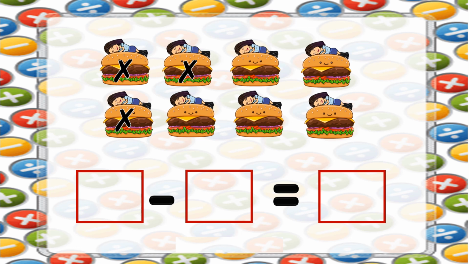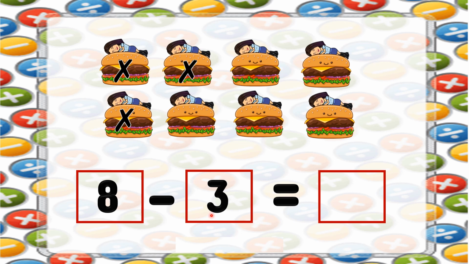Let's check your answers. To get the minuend, let's count all the objects. So let's have 1, 2, 3, 4, 5, 6, 7, 8. So there are 8 burgers. And for the subtrahend, we're going to count the crossed out objects. So let's have 1, 2, 3. So there were 3 crossed out objects.